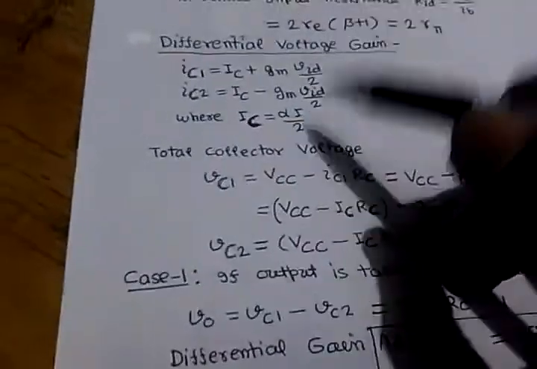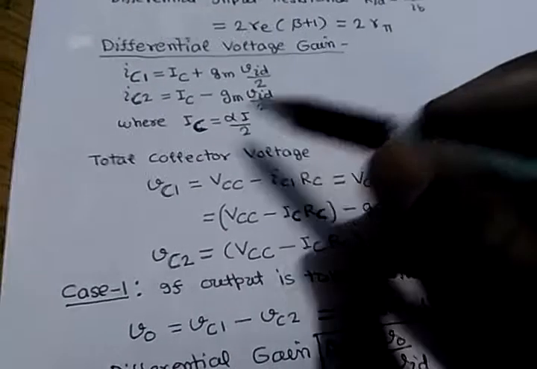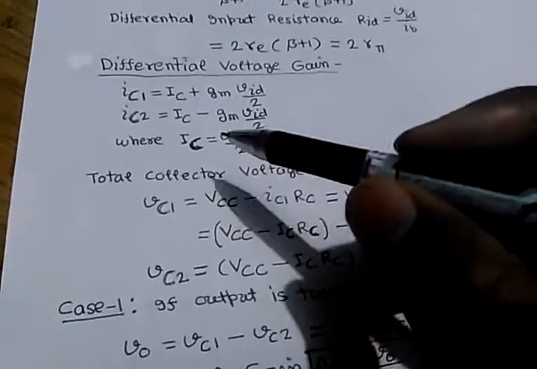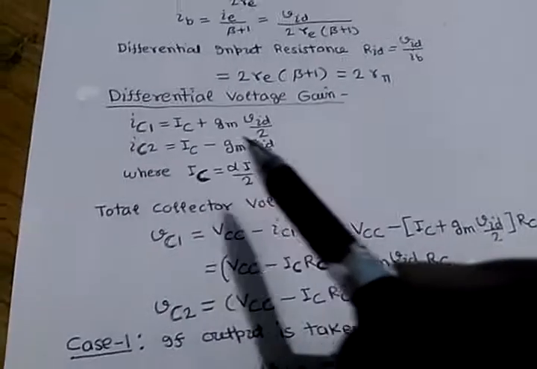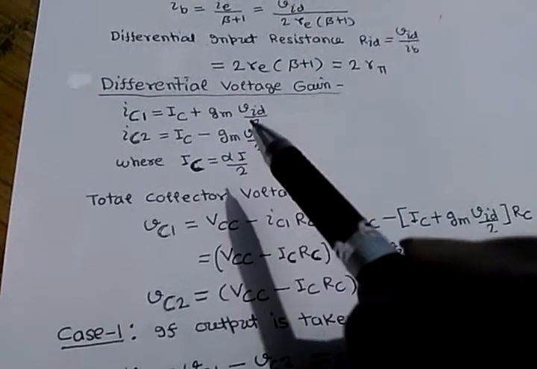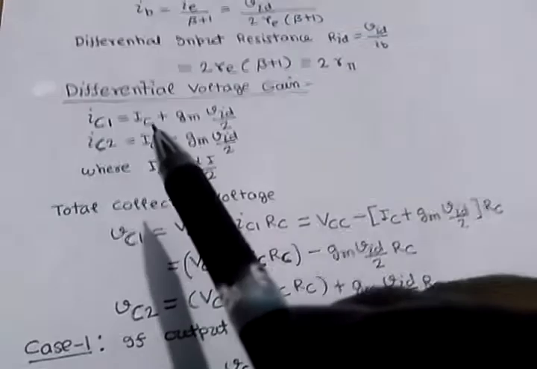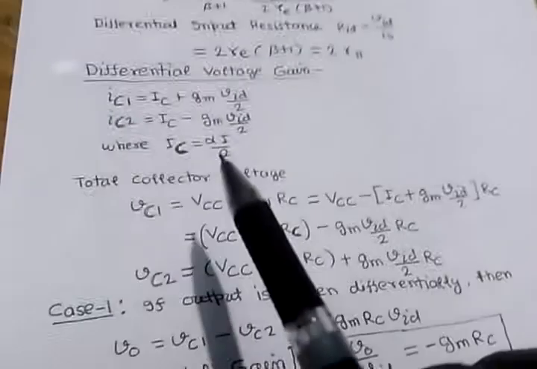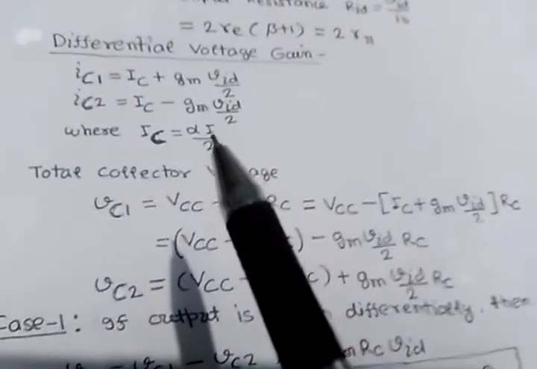In previous video, we have derived these two expressions, IC1 equals IC plus GmVID by 2 and IC2 equals IC minus GmVID by 2. Gm is the transconductance of the amplifier, VID is the applied differential voltage, IC is the collector current due to the transistor biasing, and IC is given by alpha I by 2. I is the current supplied by the constant current biasing.